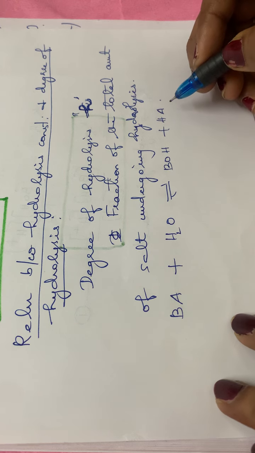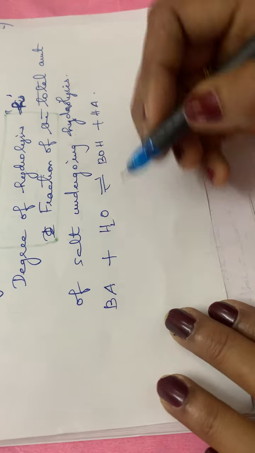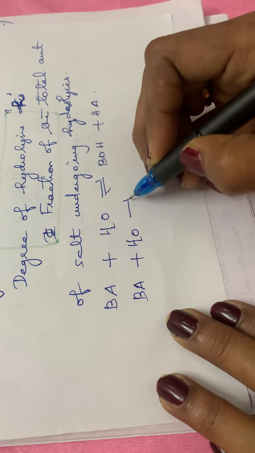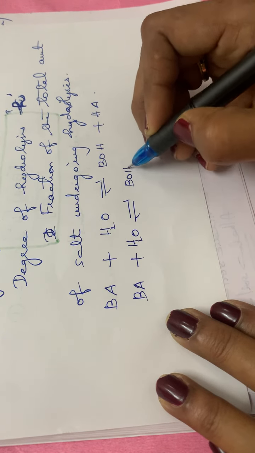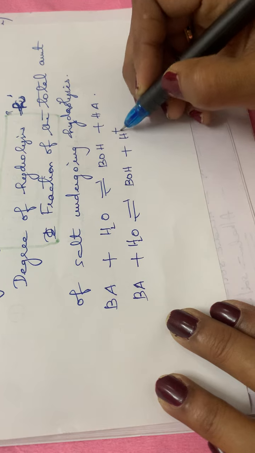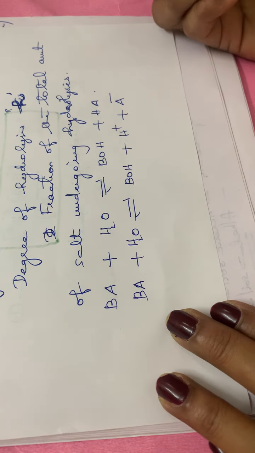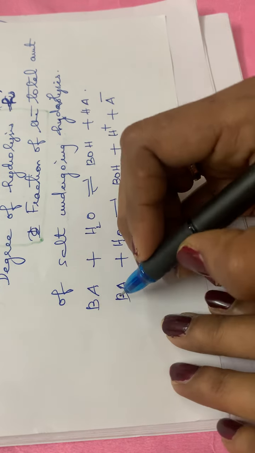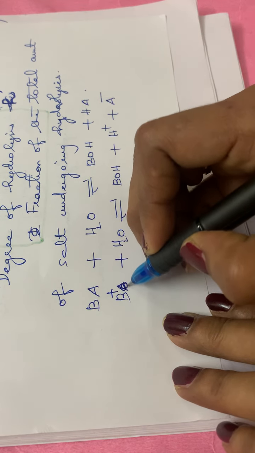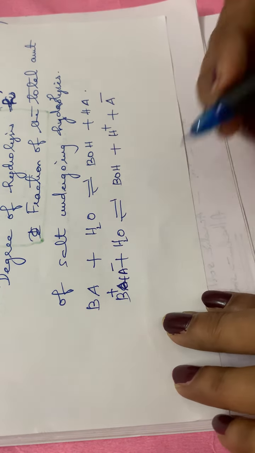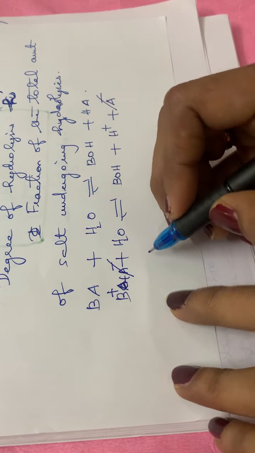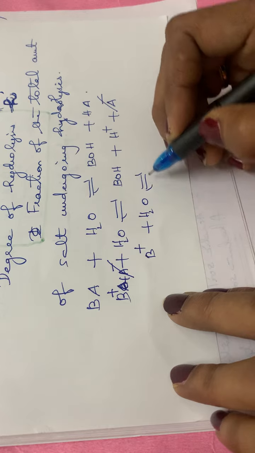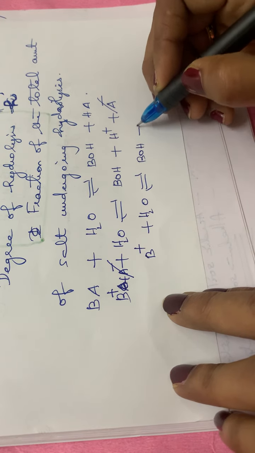Therefore the strong acid will be completely ionizing. So BA plus H2O ionizes to give BOH plus H plus A minus. We can write this as B plus A minus, as in the previous case. So A minus got cancelled, so B plus plus H2O giving BOH plus H plus.